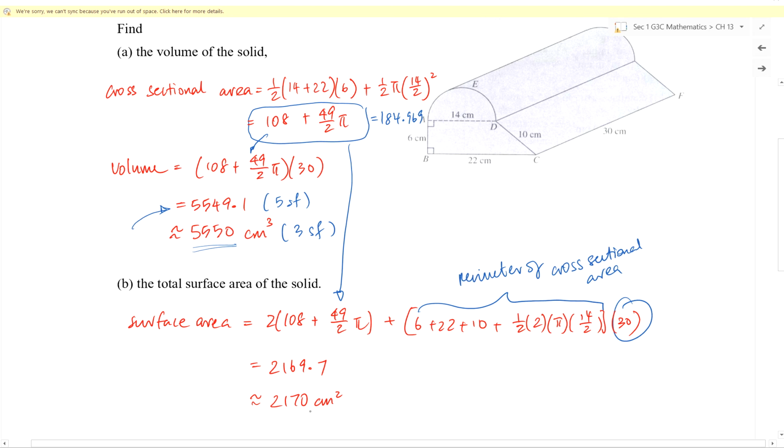Use this opportunity to keep revising on your significant figures, how you round them off. Because you're never going to be able to escape from them even after secondary school.